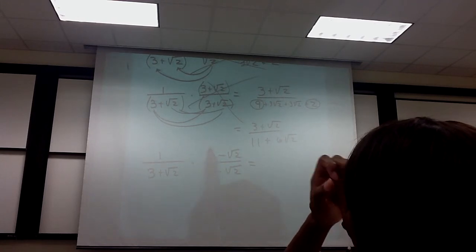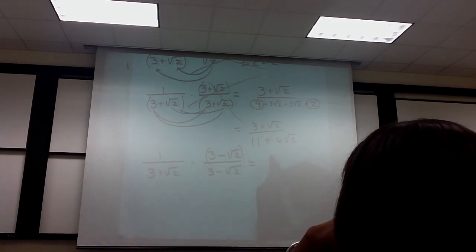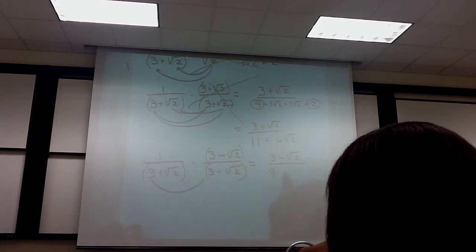Okay, again, 1 times anything is just anything. Once again, 2 things times 2 things, gotta FOIL it. That's a 9. That's minus 3 square root of 2. That's plus 3 square root of 2. And that's minus 2. See that? Square root of 2 times negative square root of 2, plus times a negative is negative 2.